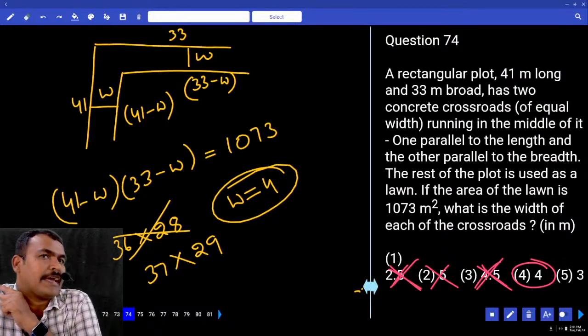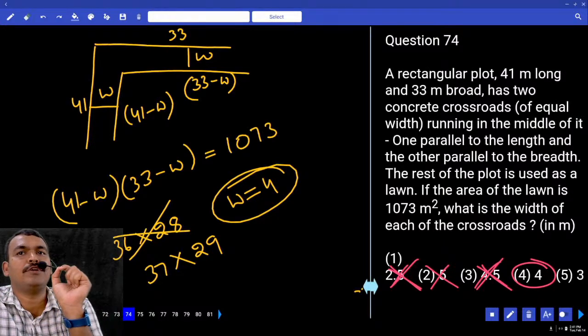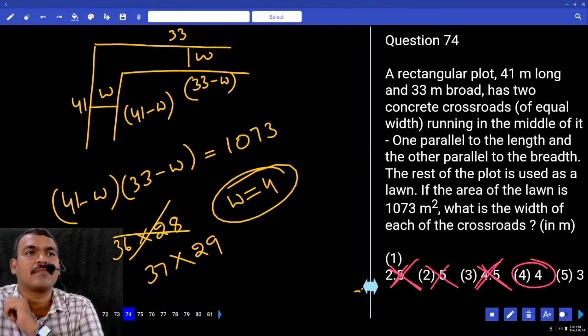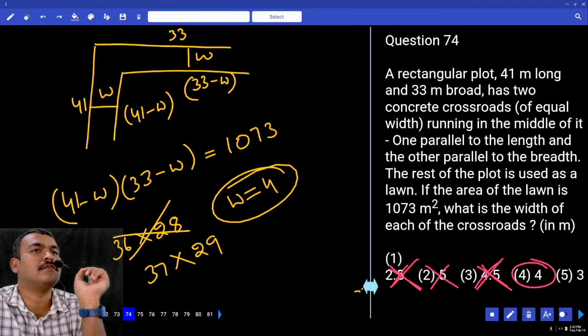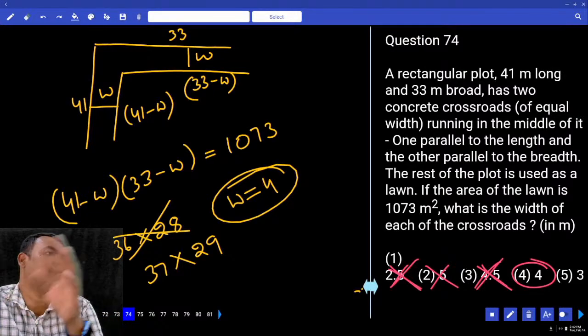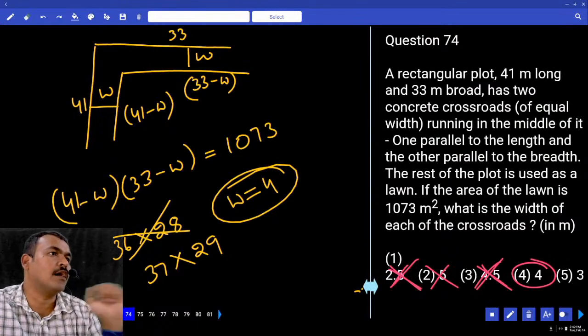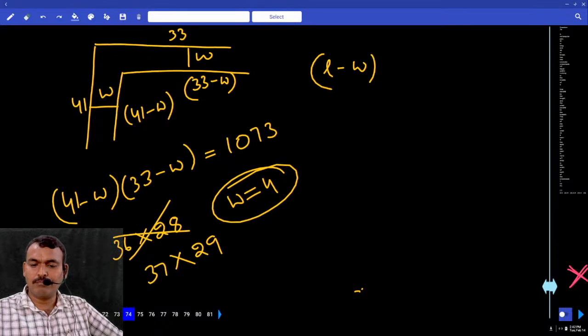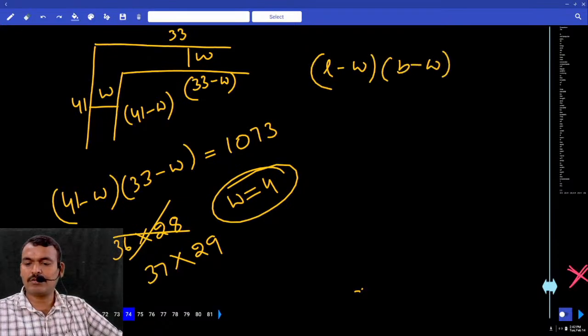Two formulas we actually wrote. L plus B minus W into W is equal to total area minus lawn area. Or else directly we wrote L minus W into B minus W, that is equal to which one? Area of the lawn. L minus W into B minus W is equal to the area of the lawn.